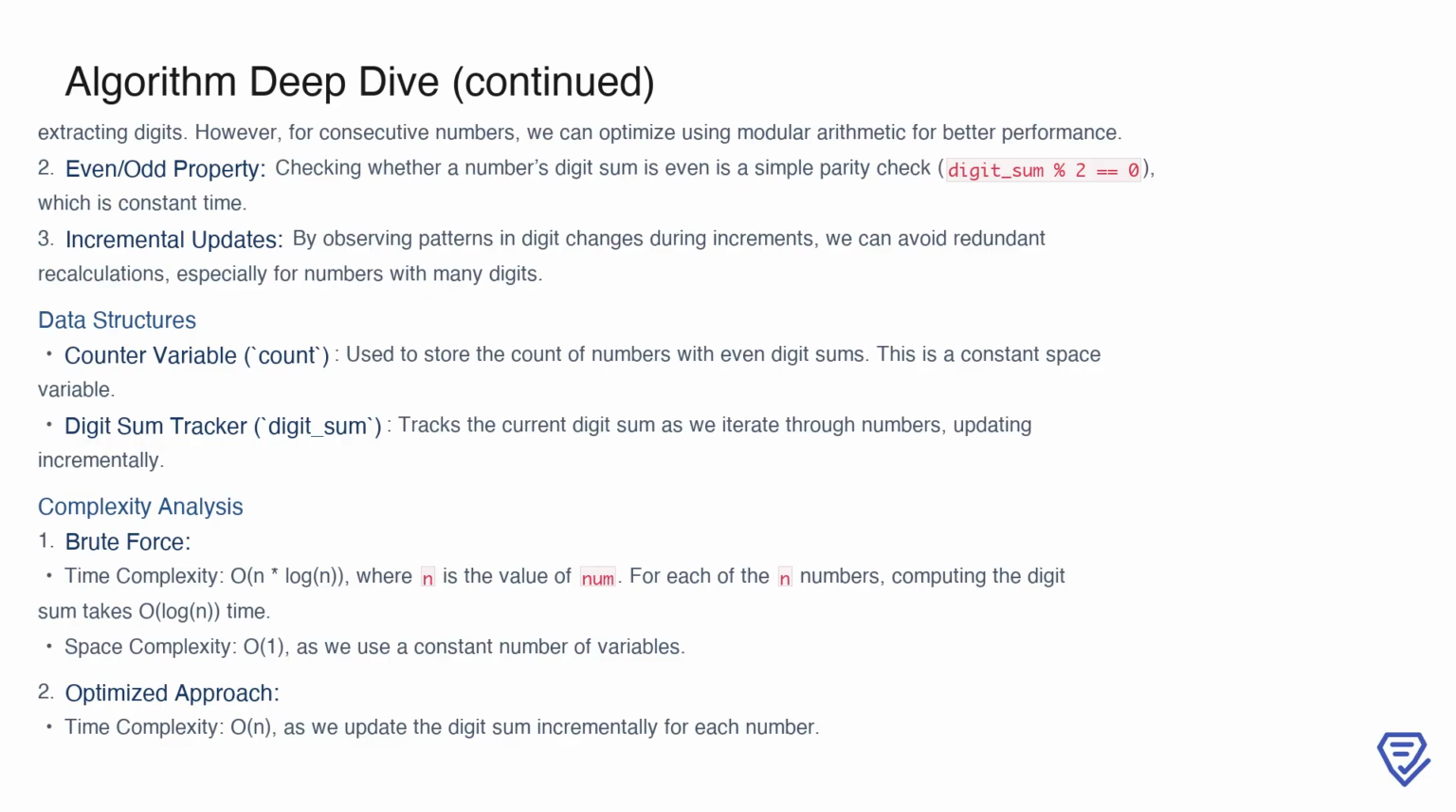This approach not only reduces the time complexity but also keeps space usage minimal. We only need two variables, one to track the count of numbers with even digit sums and another to maintain the current digit sum. This ensures the algorithm is both space efficient and fast. By avoiding redundant recalculations, the optimized approach significantly improves upon the brute force method.